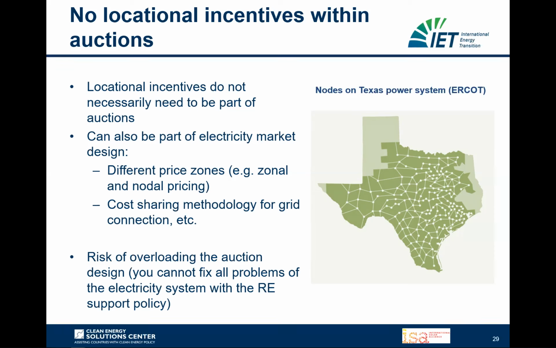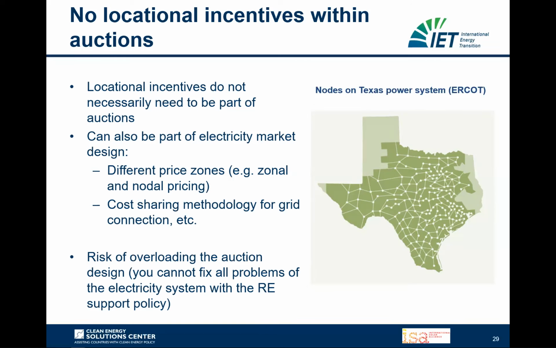So not only the renewable energy producers within your system will get the incentives, but actually all power producers will get the incentive to build their generation units in certain regions. And what is also one option of how to introduce locational steering in your renewable energy policies is the cost sharing methodology for grid connection.